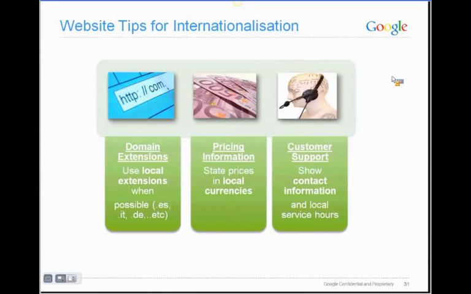Whenever possible, try to use the extension of the country you are targeting. For example, if you want to reach customers in Spain, try to use the domain extension .es. By doing this, visitors will feel more at home when landing on your page. It is important that prices are also stated in the currency of the destination country. You should also state the final price, including taxes.